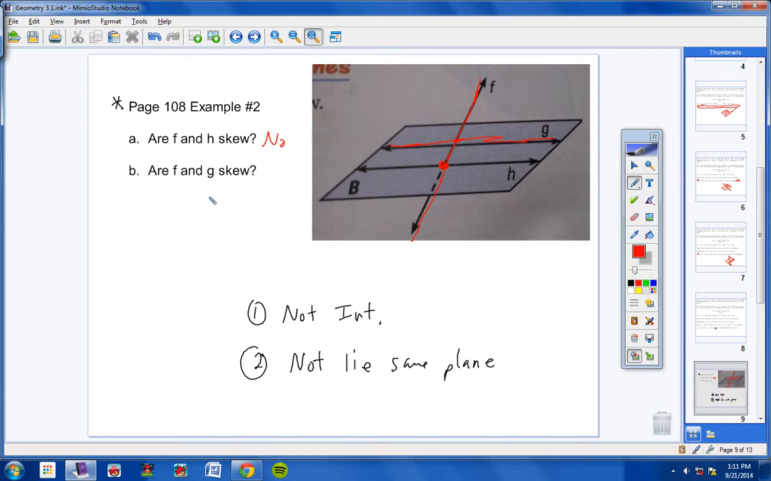Now F is passing through plane B, but it's not lying in plane B. So yes, these two lines are skew. Okay? I hope that makes sense.